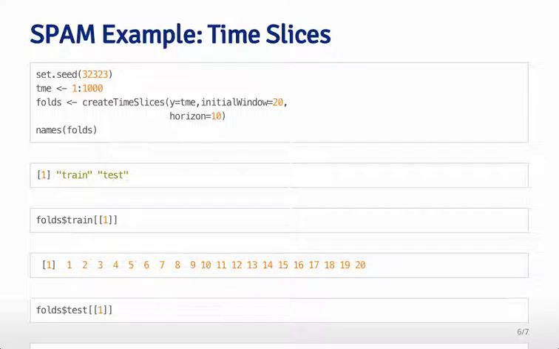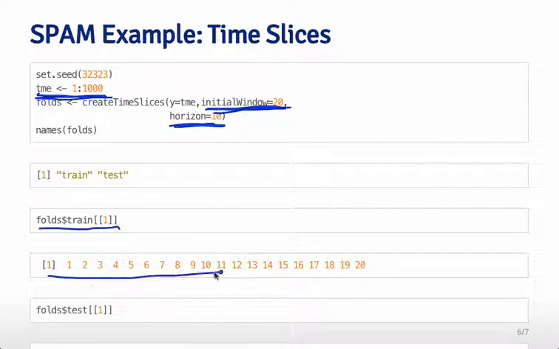You can also use it to create time slices. So if you're analyzing data that you might be using for forecasting, you can use it to check what are the time slices where you take continuous values in time. So here I've created a time vector that's the integers 1 to 1,000, and I want to create slices that have a window of about 20 samples in them. And I want to say I'm going to predict the next 10 samples out after I take the initial window of 20. And so in the first training set, I can see that there are 20 values.